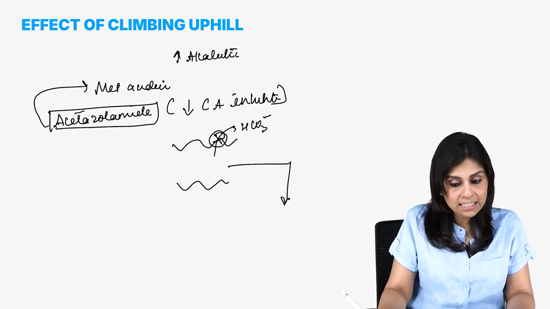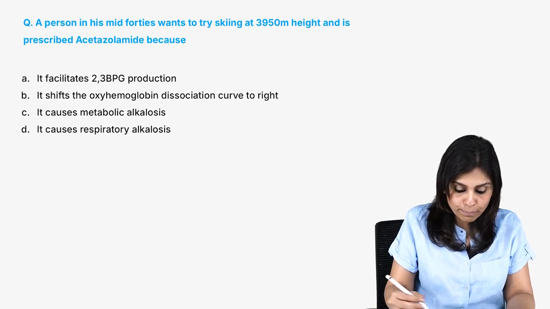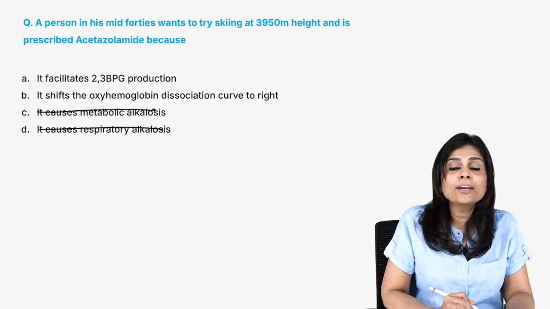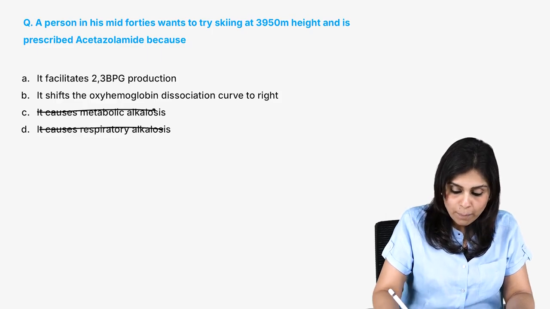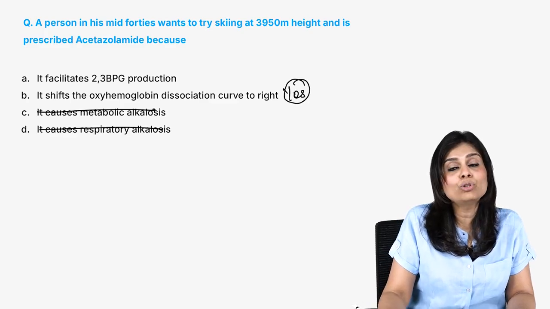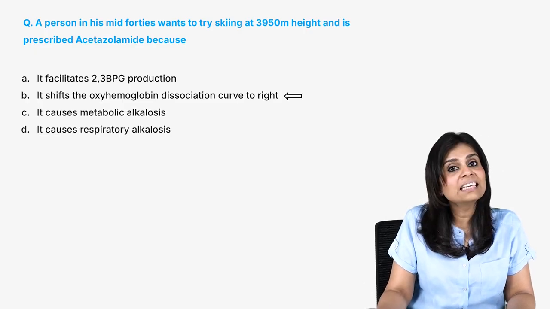Do you all understand this? So why do you prescribe acetazolamide for mountain sickness? Because it causes metabolic acidosis. Why do you want metabolic acidosis? Because that will cause the oxyhemoglobin dissociation curve to get shifted to the right. Okay. So that's the right answer.